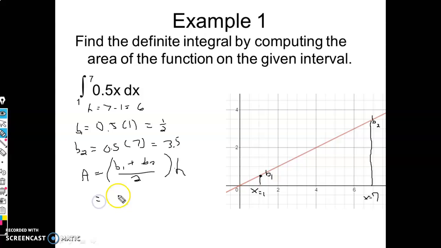So here we're going to have 1/2 plus 3.5. Okay, so that's just 4 divided by 2, and we multiply it by the height. The height is going to be equal to 6. All right, so we have basically 4 divided by 2, which is 2, times 6. So our integral has area of 12 units squared. Remember, area is measured in units squared.